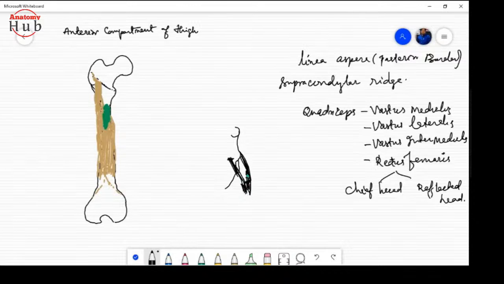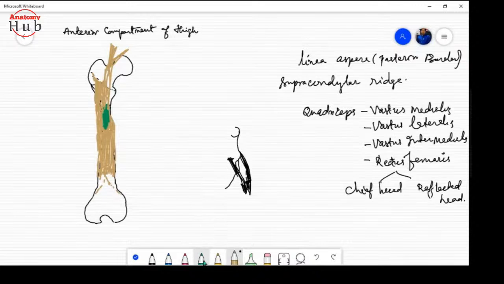So this rectus femoris muscle, I am drawing over here, is coming downward. This is the chief head, and here you will find the reflected head. Both heads come downward, covering the upper part of the vastus intermedius muscle. All these four muscles are coming downward.